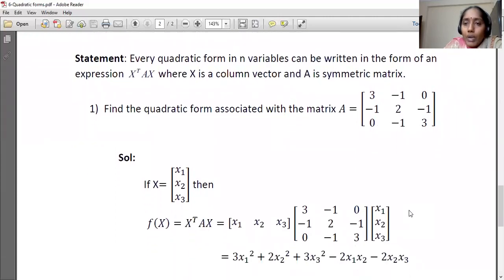The quadratic form is in the form of x transpose A x. What is x? X means a column matrix or column vector x1, x2, x3. X transpose means the row matrix x1, x2, x3. X transpose A into x. Just multiply and you will get 3x1² + 2x2² + 3x3² − 2x1x2 − 2x2x3.